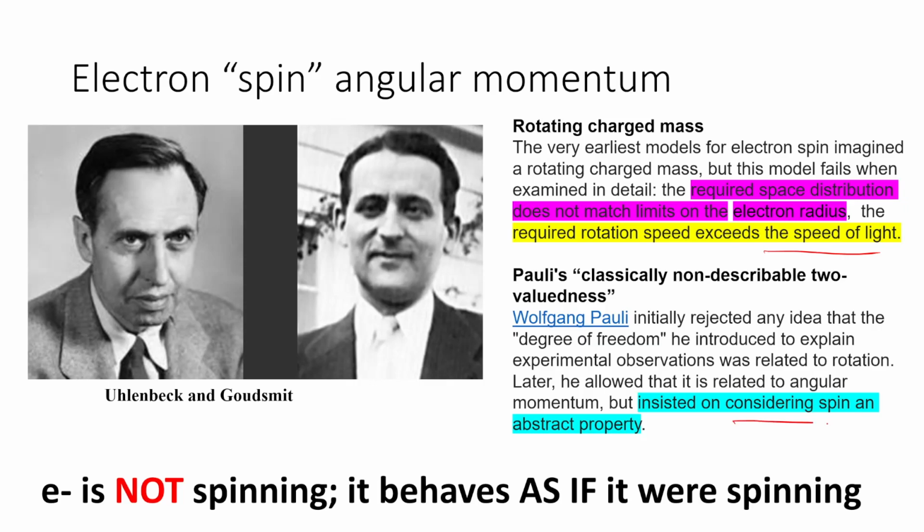So when physicists since then think about electron spin, they consider it as an abstract property or intrinsic property. They don't know why electrons have spin. They just call it an abstract property. All the physics textbooks you see say the electron is not spinning, but it behaves as if it was spinning. So we need to be careful. There's nothing really spinning.